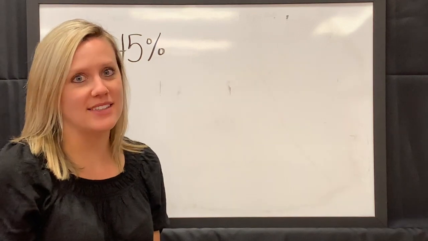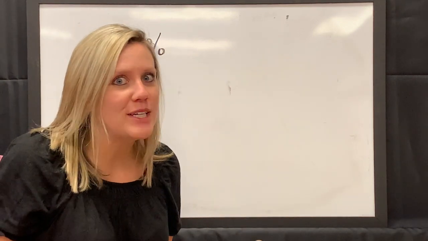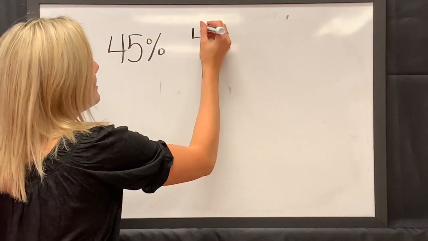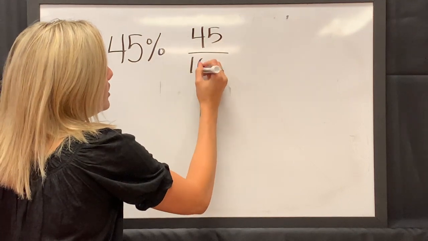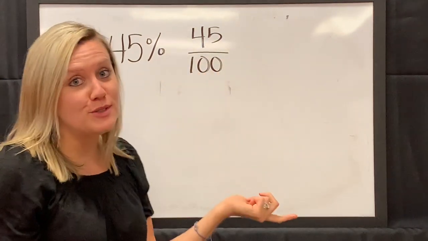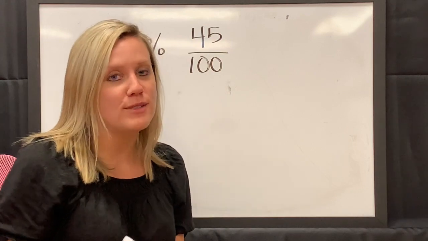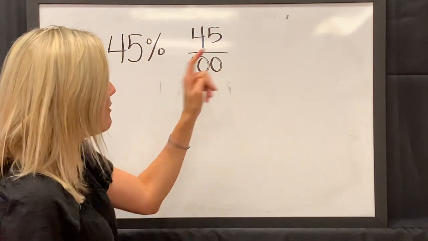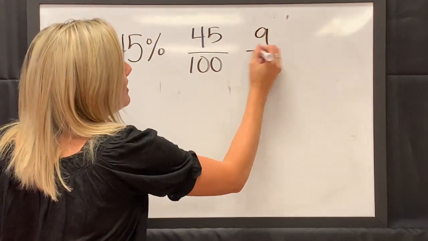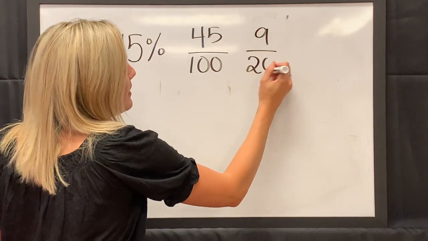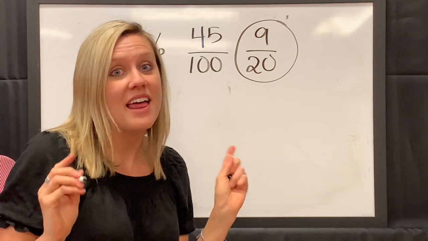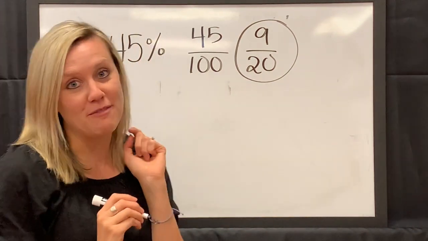Let's do another one. Here we have 45%. That would mean that on a 100-point test, you only got 45 of the questions right. That would look like this, 45 out of 100. Now we just have to reduce this. So don't forget, 5 goes into every number that has a 5 or a 0 in its ones place. 5 goes into 45 9 times. 5 goes into 100 20 times. And there is our reduced fraction, 9/20. That would be the same as 45%.